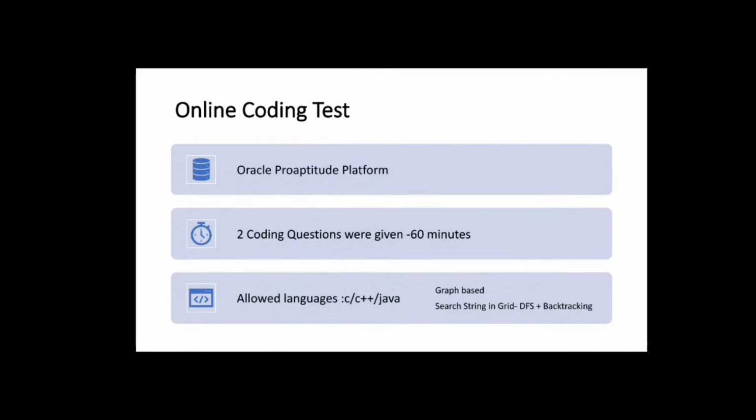For these 2 questions, one was a graph-based question which was of medium level, and the other was searching for a string in a grid. For this question, the concepts of DFS and backtracking are required. I solved about 1.5 questions, and all the people who solved more than one question qualified for the interview.